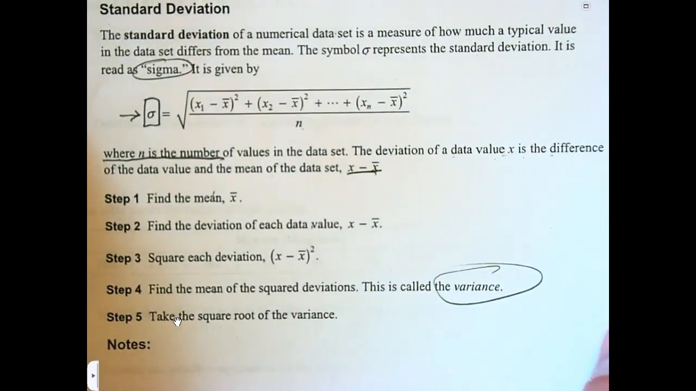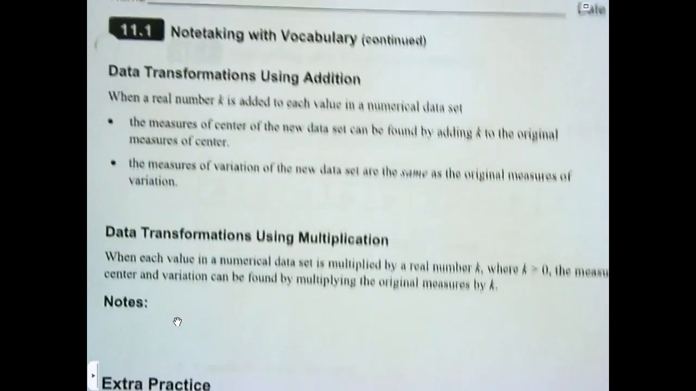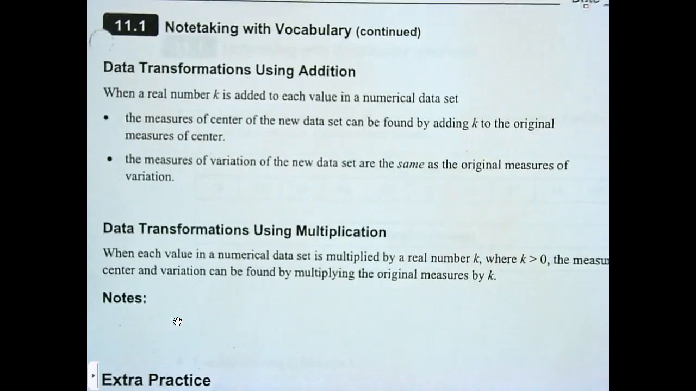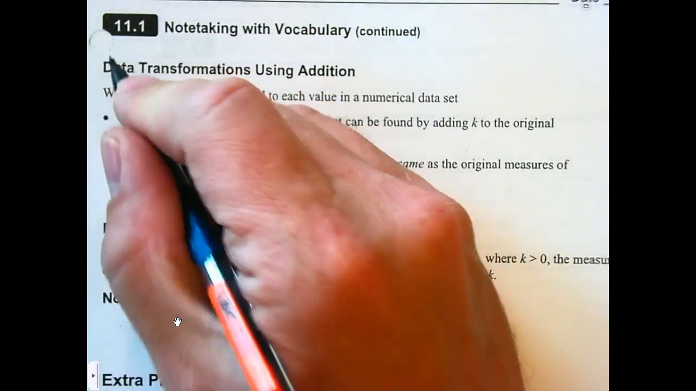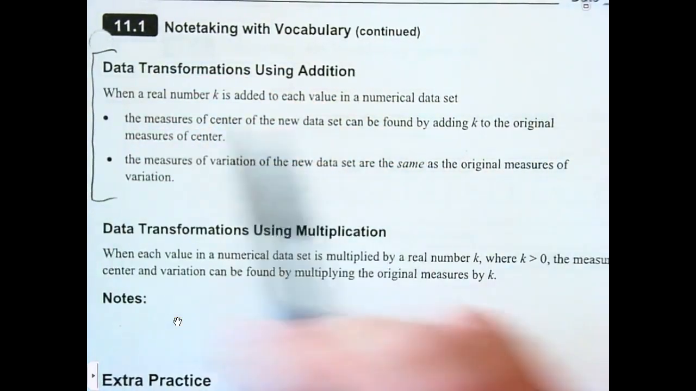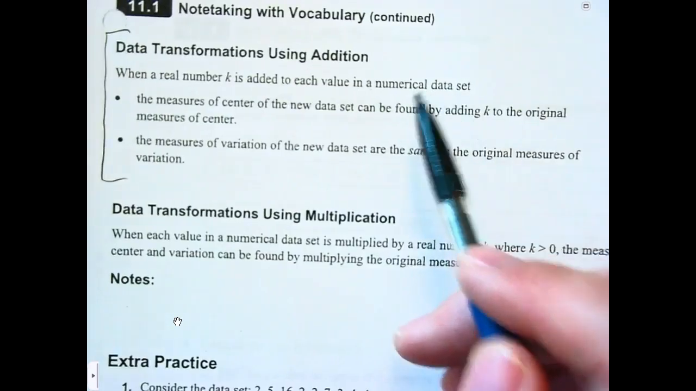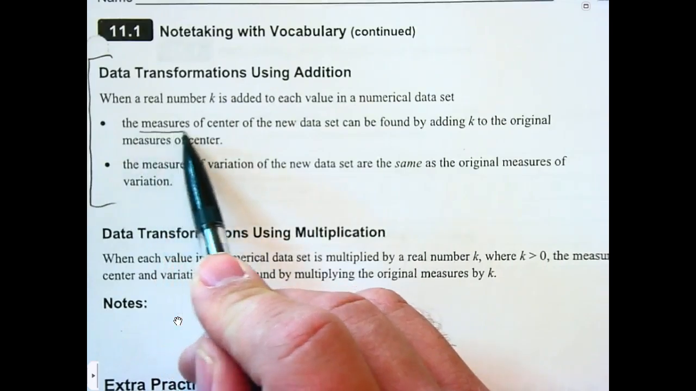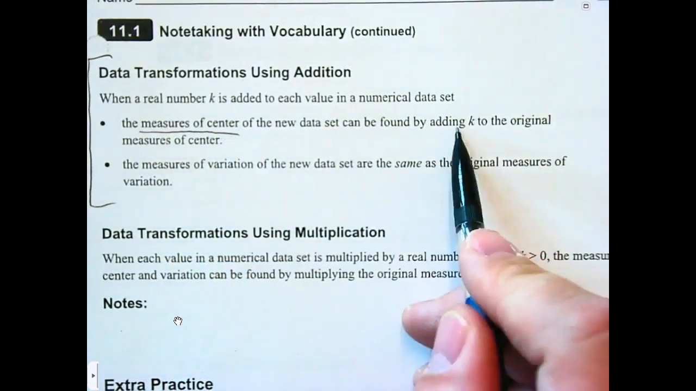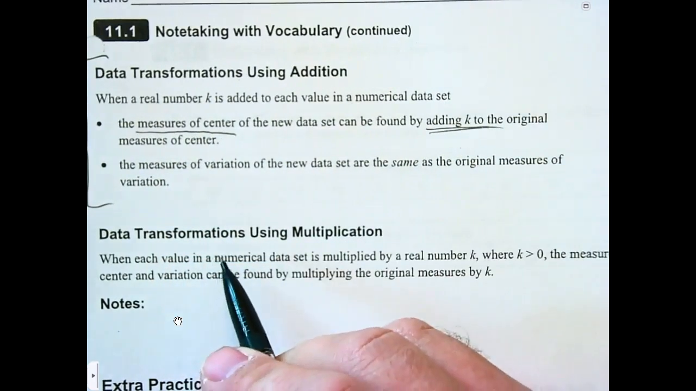All right. Let's turn to the next page. Some transformations. Important information that you'll reference back to. We'll just touch on it briefly. When a real number, which we'll call k, is added to each numerical value, the measures of center can be found by just adding k to that.